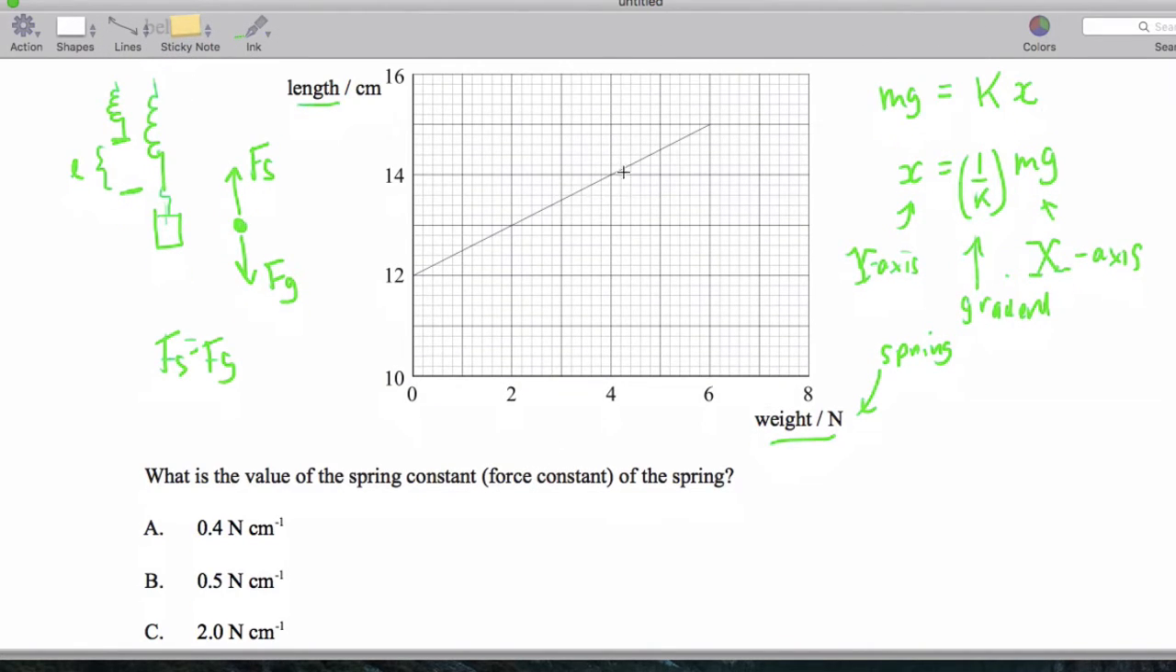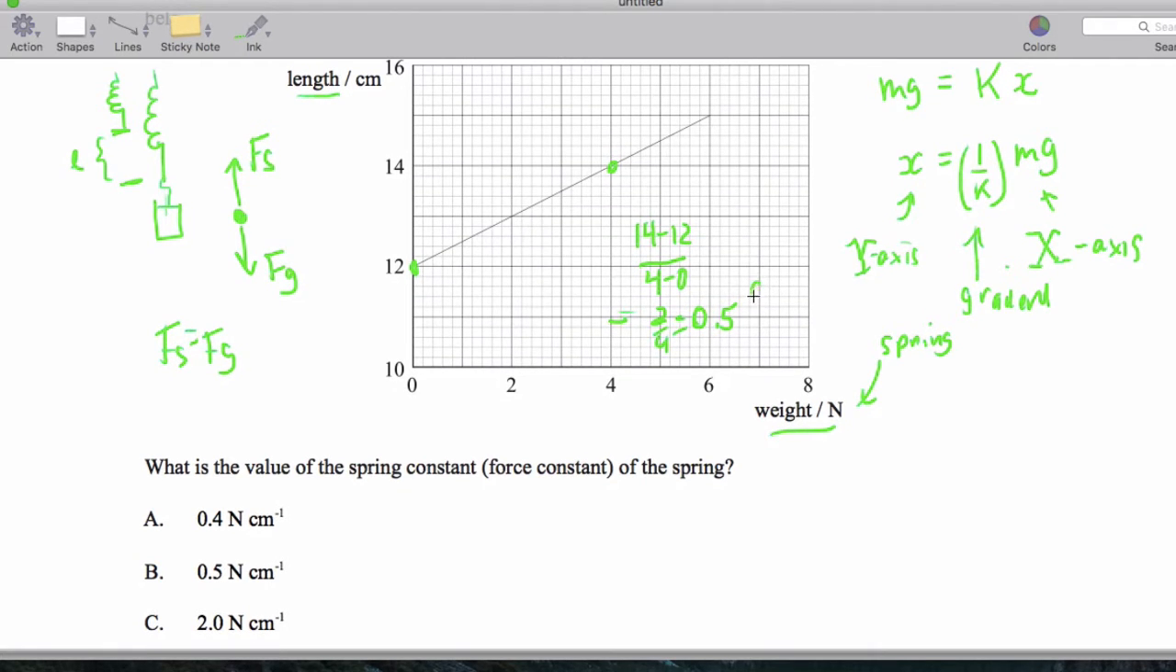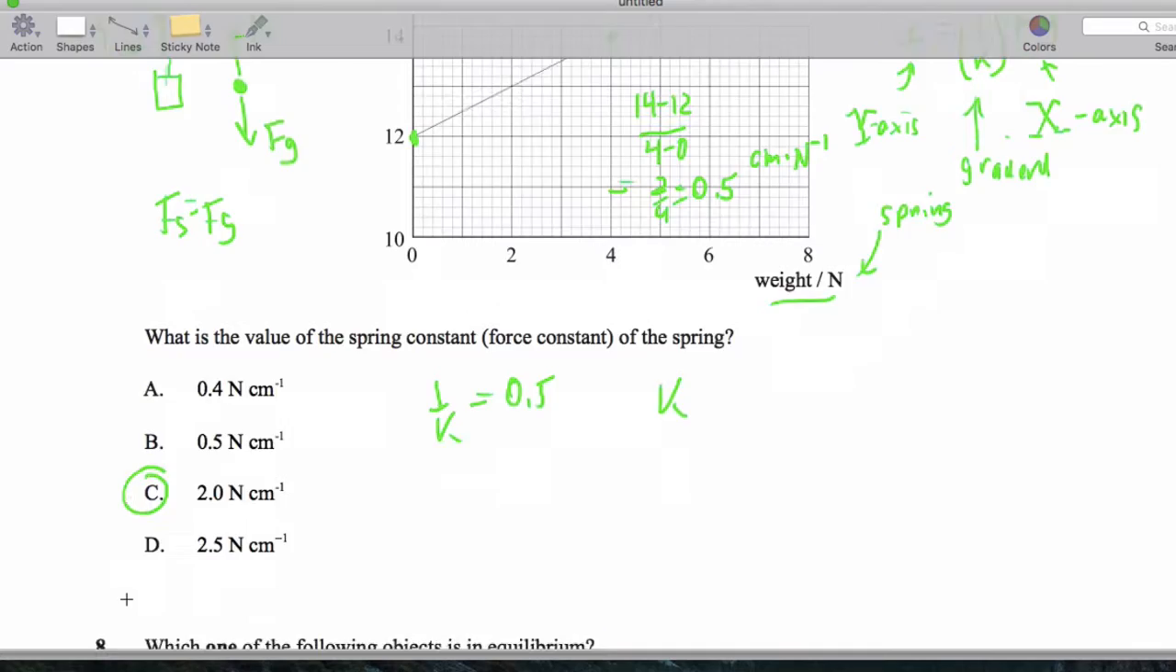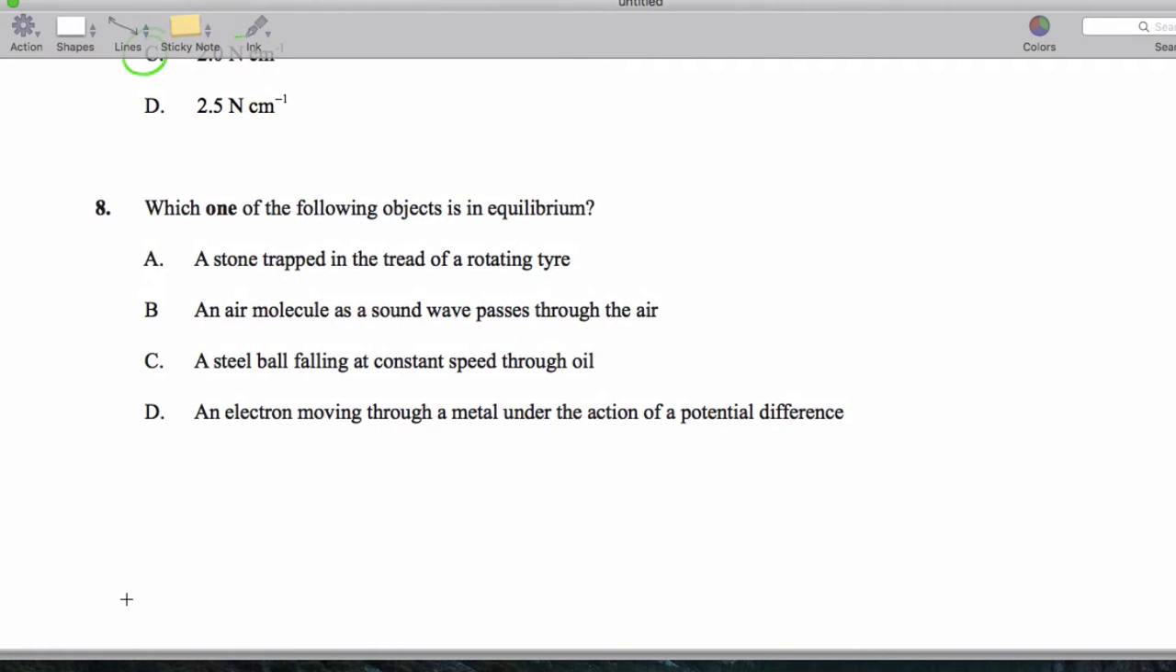So when we actually get the slope here for the spring constant, I'm just going to first calculate the gradient here. So that's going to be 14 minus 12 over 4 minus 0. That's going to be 2 over 4, which is 0.5. And the units on that are going to be centimeters per Newton. But the thing is, we need our unit. So this is actually calculated as 1 over k as 0.5. So when I actually get k, I need to take the reciprocal of this, and that's going to be choice C, 2 newtons per centimeter. Very exciting stuff. So we'll move on to number 8 in a second.